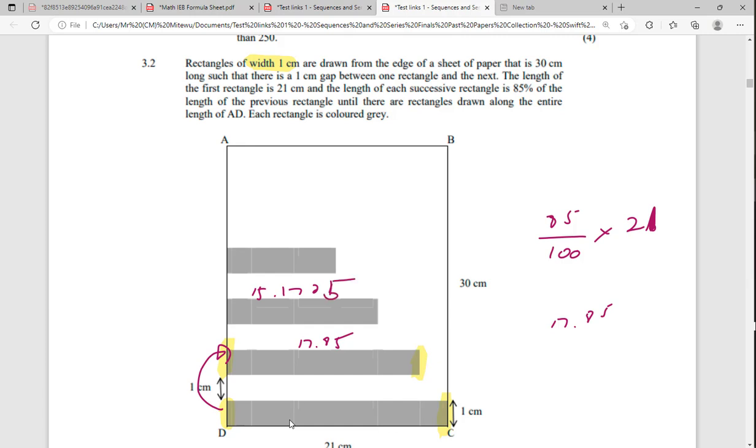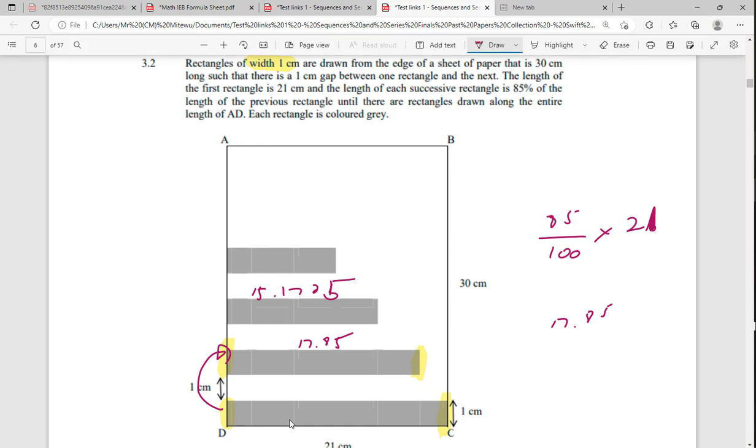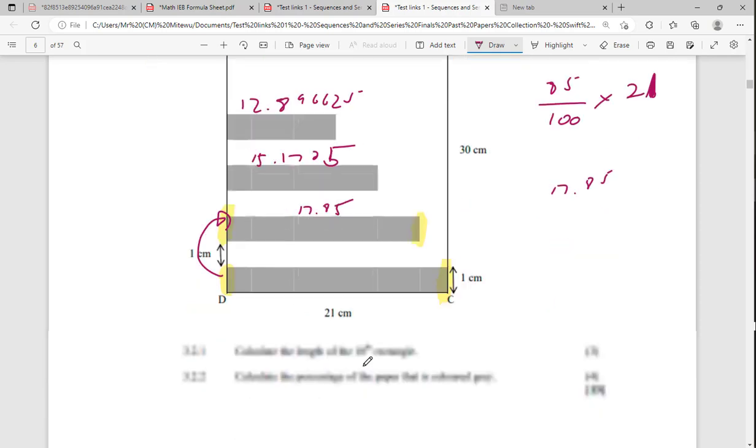Then I am going to find 85% of that answer, and that gives me 12.89662. I'm just going to write everything down. 12.89662. Now we can actually create a sequence for that, right?